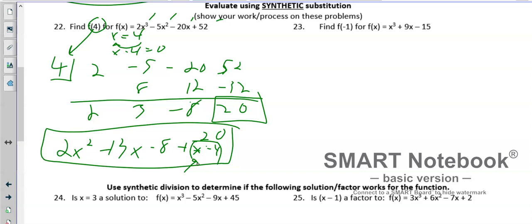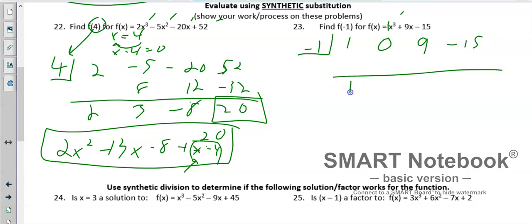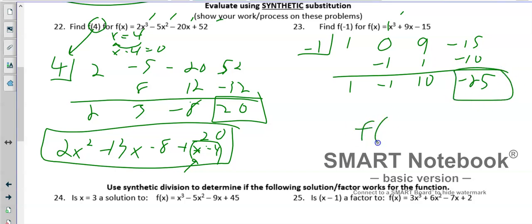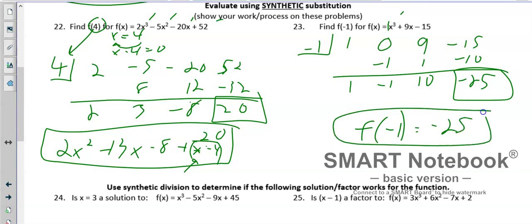So on this one, again, negative 1 goes in the box. I have a 3. I don't have a 2. I have a 1. And I have my constant. Drop the 1, multiply. Add straight down. Multiply. Add straight down. Multiply. And I'm actually done. If I put in negative 1, I get negative 25. This is another way to write it.